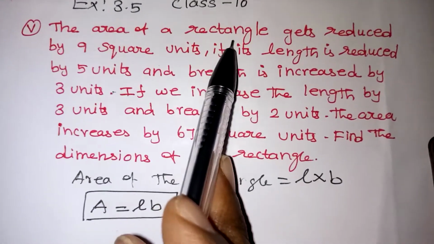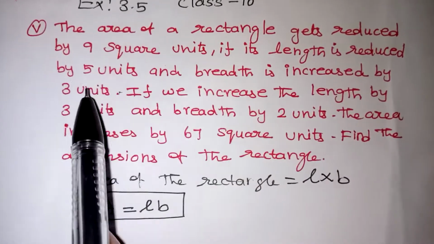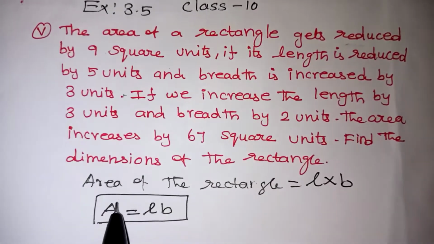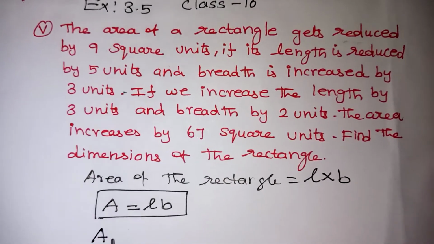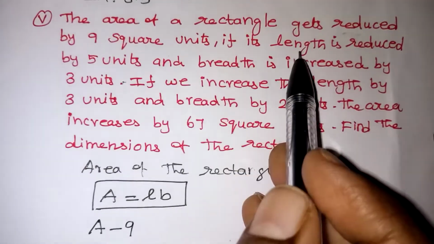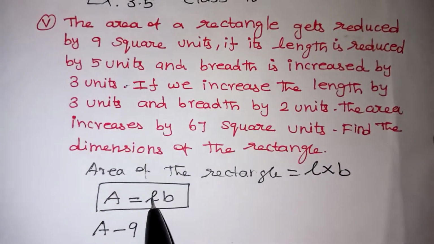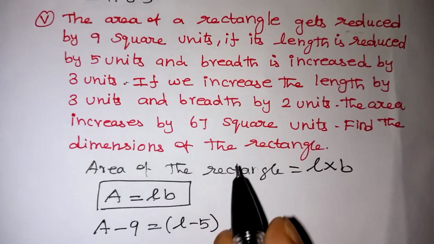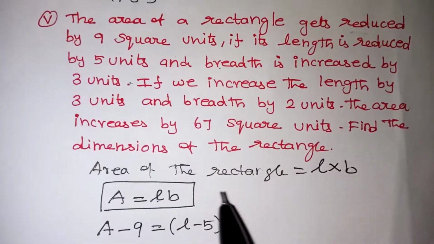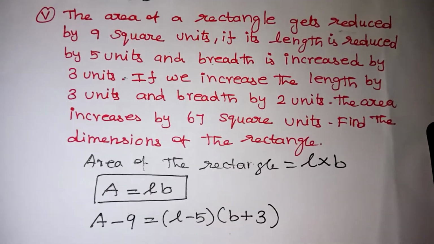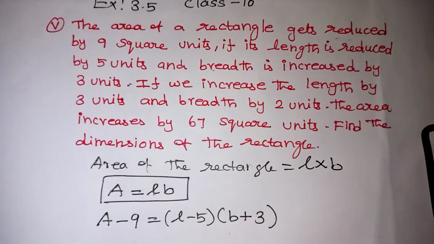Area of the rectangle gets reduced by 9. Area is reduced means subtracted. Reduced by 9, so the A value is getting reduced by 9. When this is happening, the length is reduced by 5, so L will become L minus 5. And the breadth is increased by 3, so B plus 3. Like this we should write now.